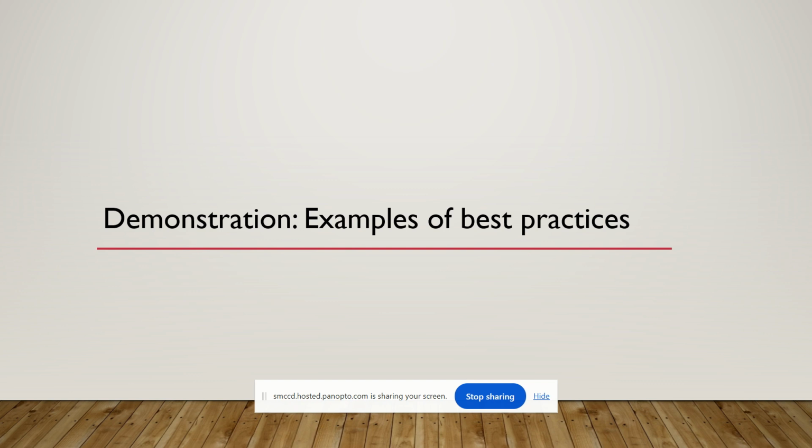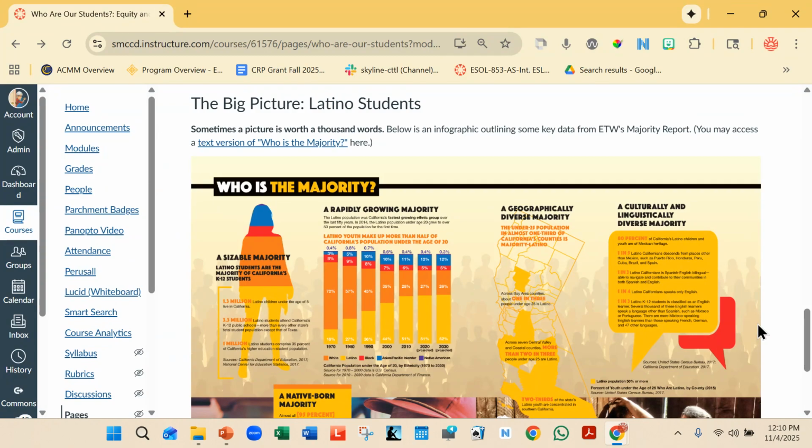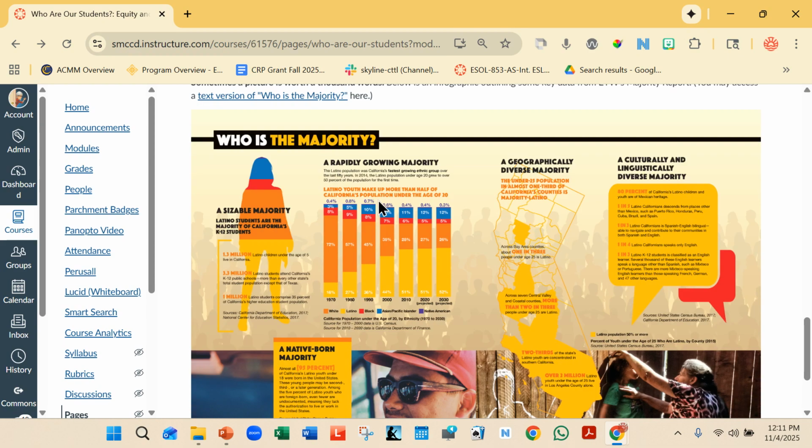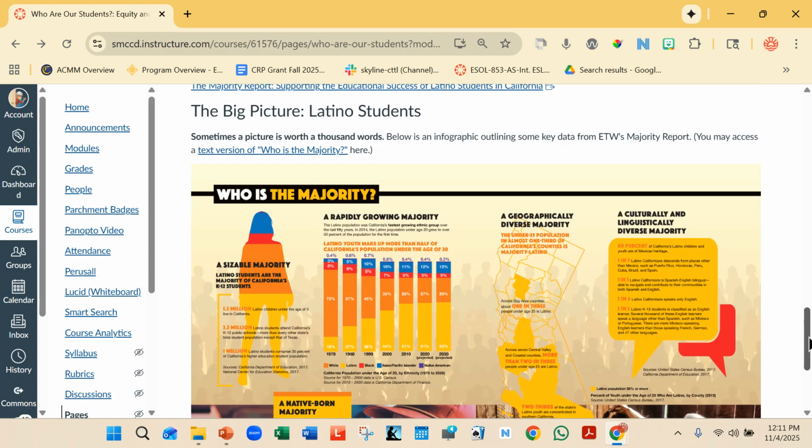So rather than just continue to talk at you, I'm going to show you some examples of best practices for handling complex graphics. Here is a very complex graphic. Tiny little text is almost impossible to read. So what I did for this was, for the image alternate text, all I did was identify it as "who is the majority." The reason I chose to do that is it clearly states that below is an infographic outlining key data, and then it says that you can access a text version of this.